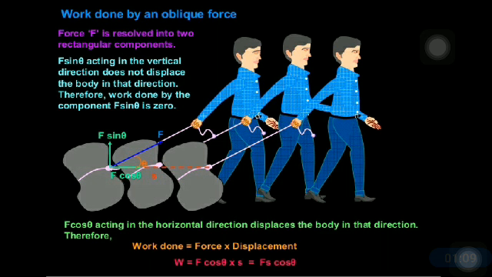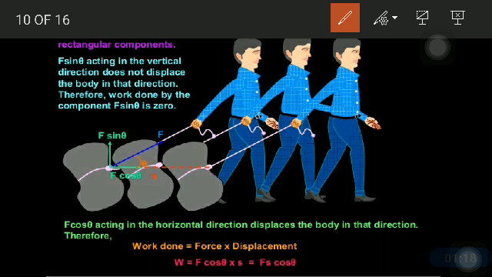Work done by an oblique force. Force F is resolved into two rectangular components. F sine theta acts in the vertical direction, does not displace the body in that direction. Therefore, work done by the component F sine theta is 0.